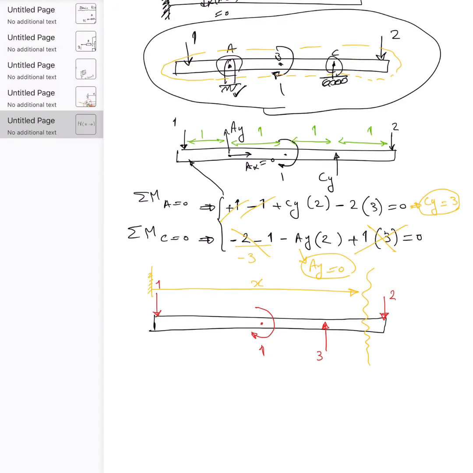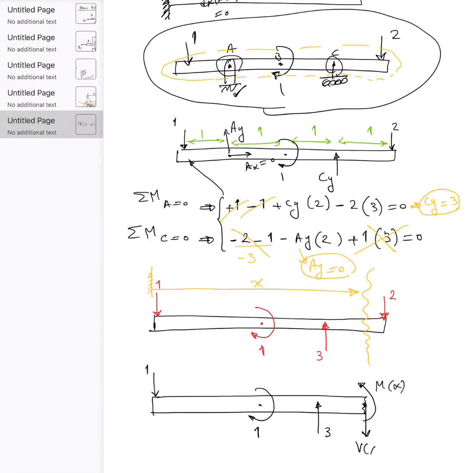All right. So for that, this is my system. 1 right here, 1, 3, and there's going to be Mx and V of x going down, and that's all I get. And don't forget, this point starting from here to here, this distance is x.